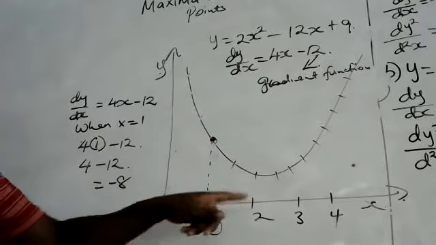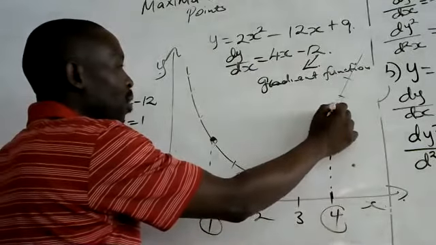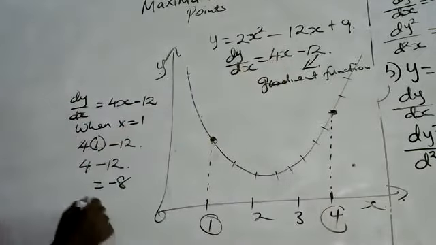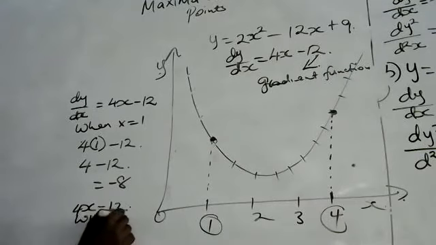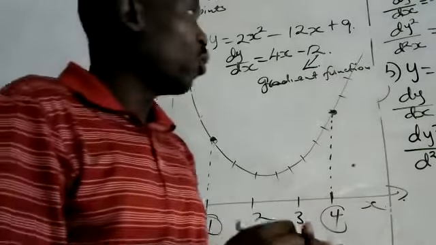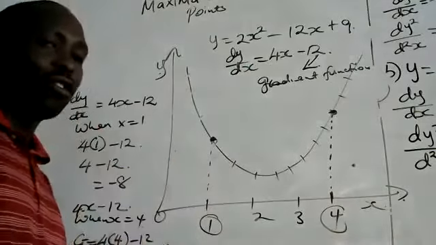If we want to get the gradient of this curve when x is 4, we want to know the gradient of this curve at that particular point. We go back to our gradient function, which is 4x minus 12. When x is equal to 4, we substitute 4 here. The gradient will be equal to 4 times 4 minus 12, which is the same as 16 minus 12, which is 4. The gradient is 4. So whatever we get when we do dy over dx, the equation is always considered as the gradient function.